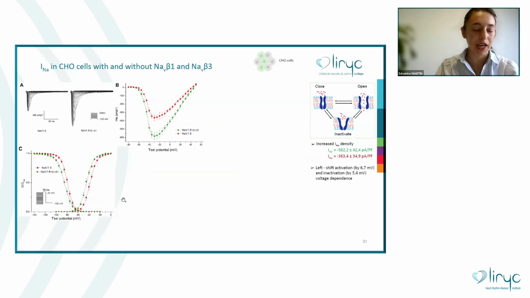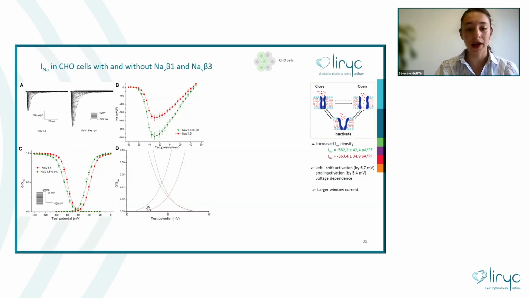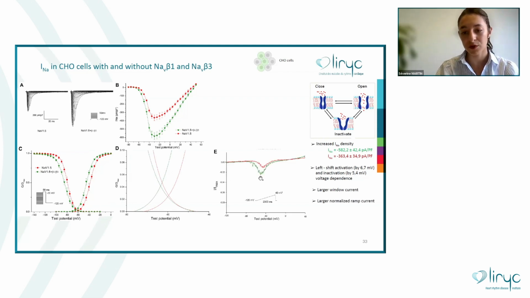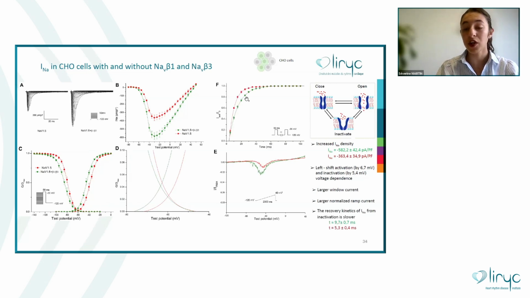And as we have seen before, the inactivation curve and activation curve are also left shifted toward hyperpolarized potential that leads to the higher window current observed before and leads to a larger normalized ramp current that you can see here in green. Finally, the recovery kinetic is also slower, and all these parameters confirm that CHO cells co-expressing the NaV1.5 channel and the 2 subunits beta-1 and beta-3 share similar biophysical properties with Purkinje cells.